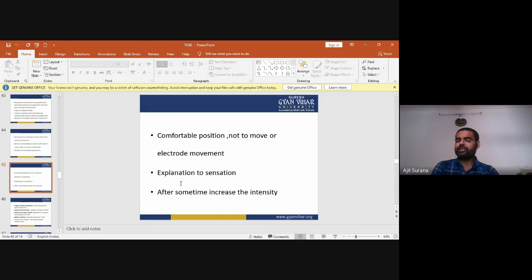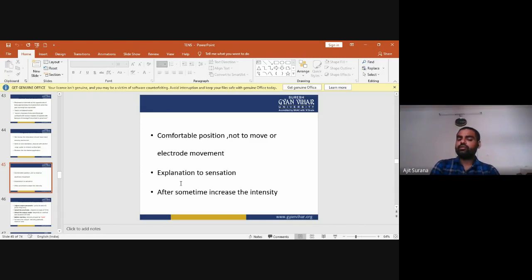We ask the patient to sit in a comfortable position and not to move the electrodes. We explain the sensation, and after some time we increase the intensity of the TENS.